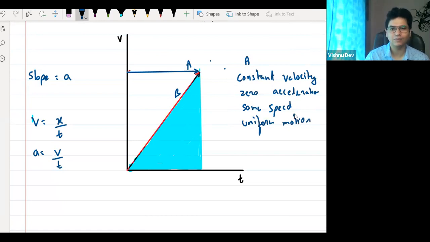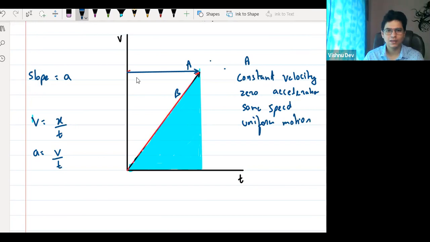समझ में आया? Yes or no? हाँ या ना? अब समझ में आया A क्या represent कर रहा है? Yes, sir. Anyone have any doubt in this? Tell me. किसको दिक्कत है इसमें? सबको step by step समझो. Anyone have any doubt in this?